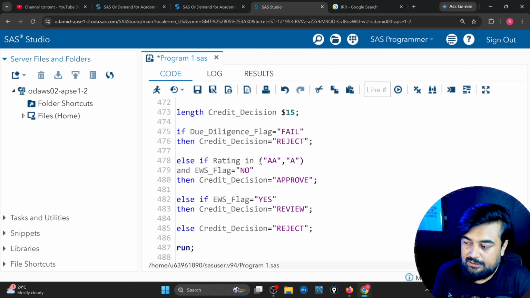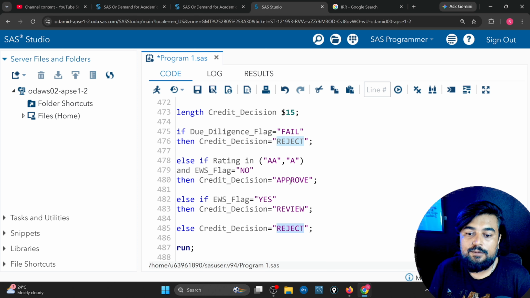Now there are multiple conditions. If due diligence fails, the credit decision fails. If the rating is high and the EWS flag is no, then only approve. Otherwise it will go either to review or to reject. Approve is for a good rating with no EWS flag.